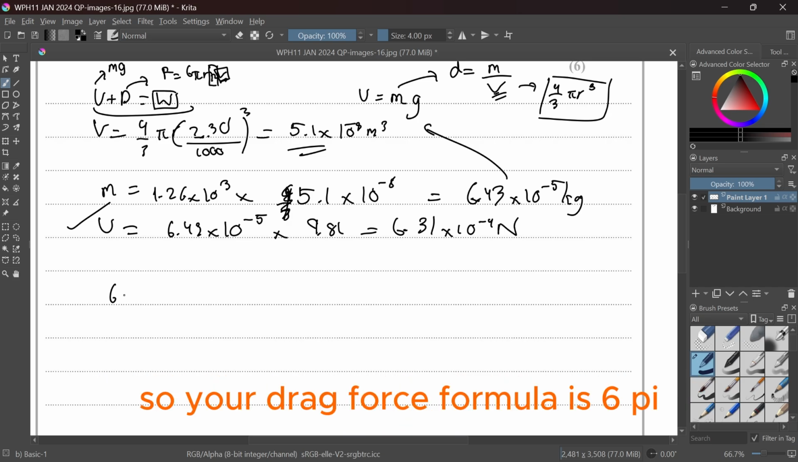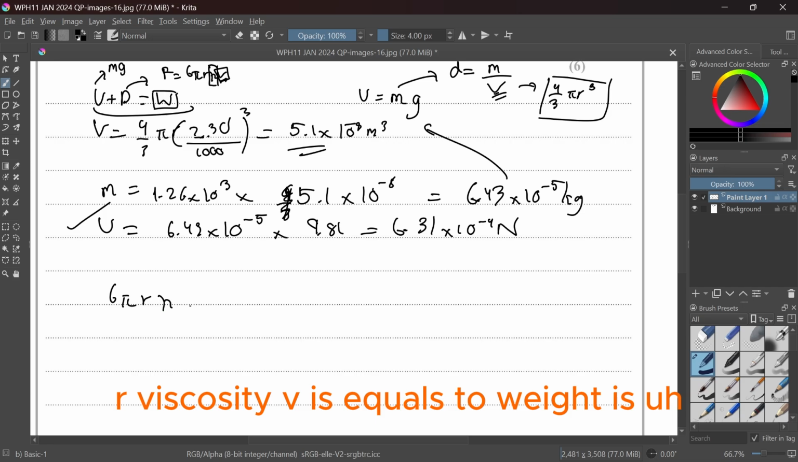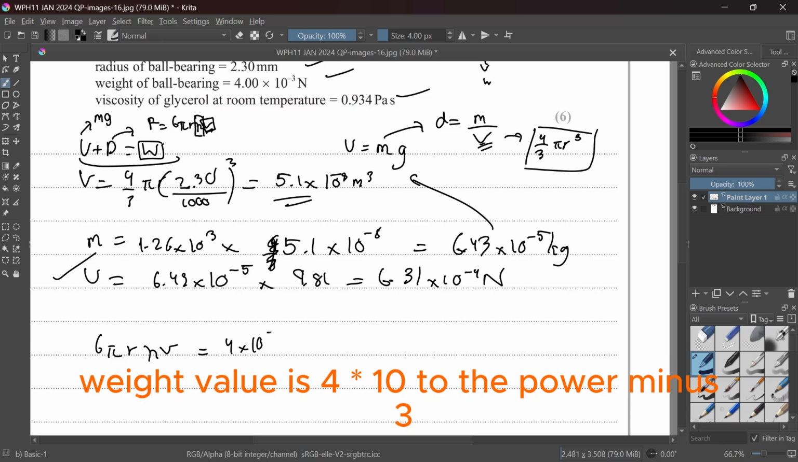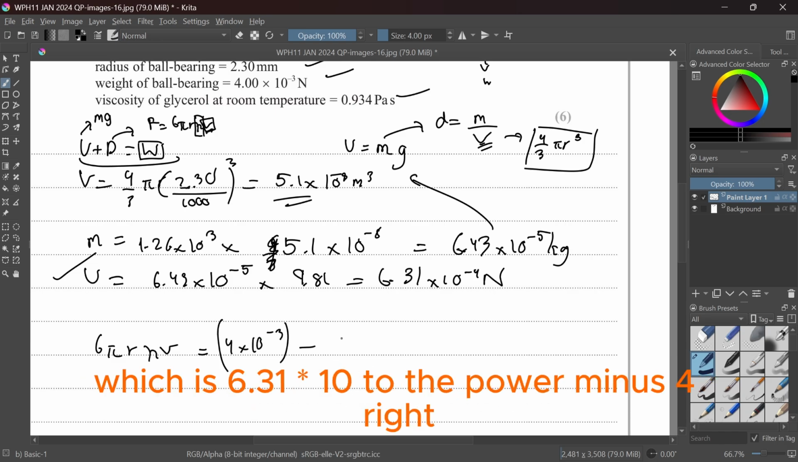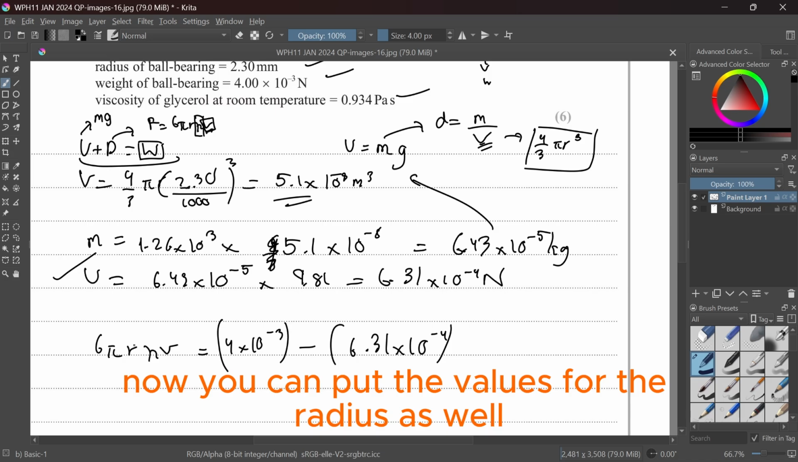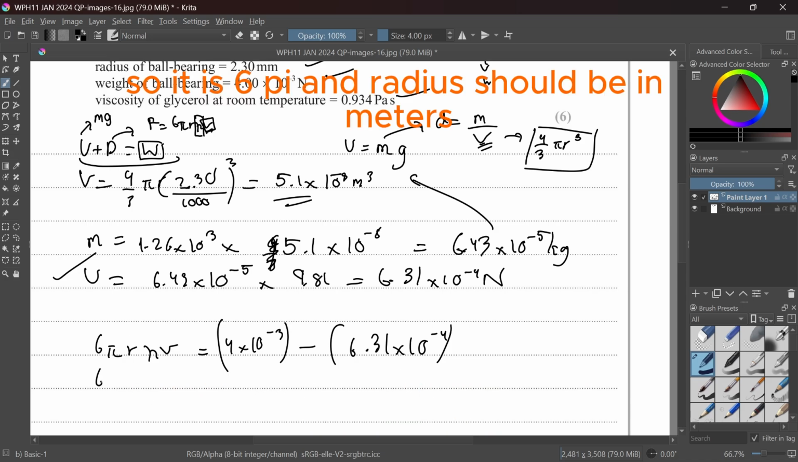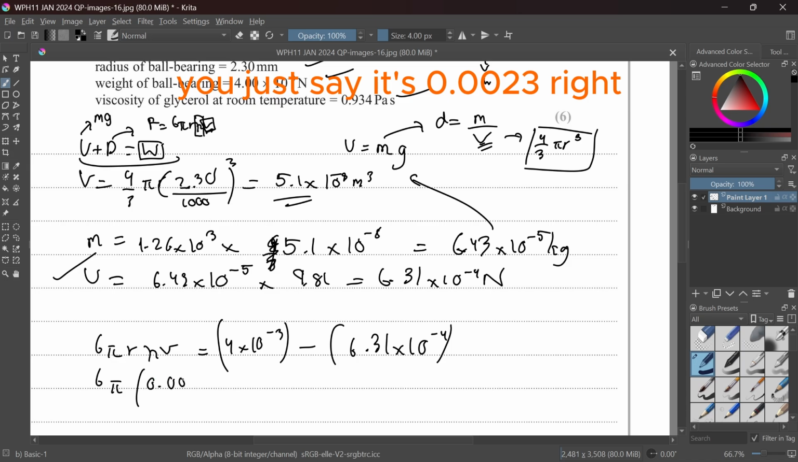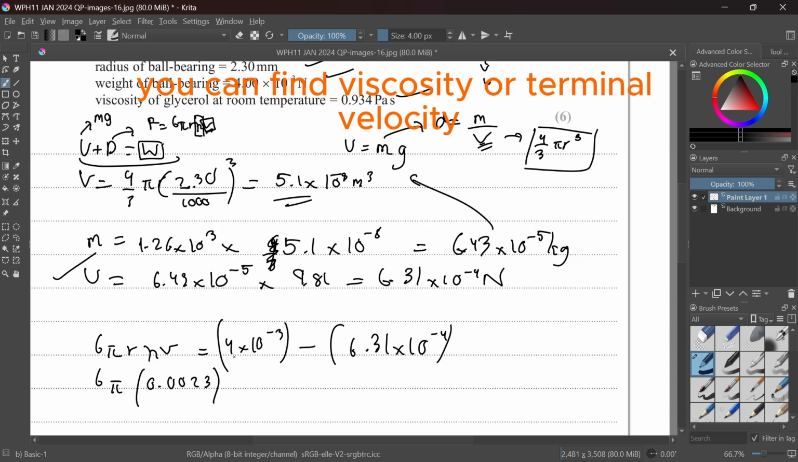So your drag force formula is 6 pi r viscosity V is equal to weight minus the upthrust. What is the weight? Weight value is 4 times 10 to the power minus 3 minus the upthrust, which is 6.31 times 10 to the power minus 4, right? Now you can put the values for the radius as well. So it is 6 pi, and radius should be in meters. So if you divide it by 1,000, it's 0.0023.